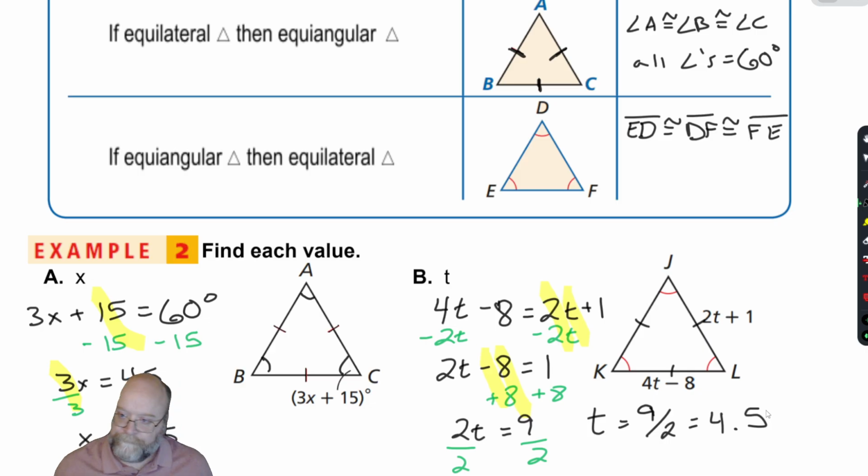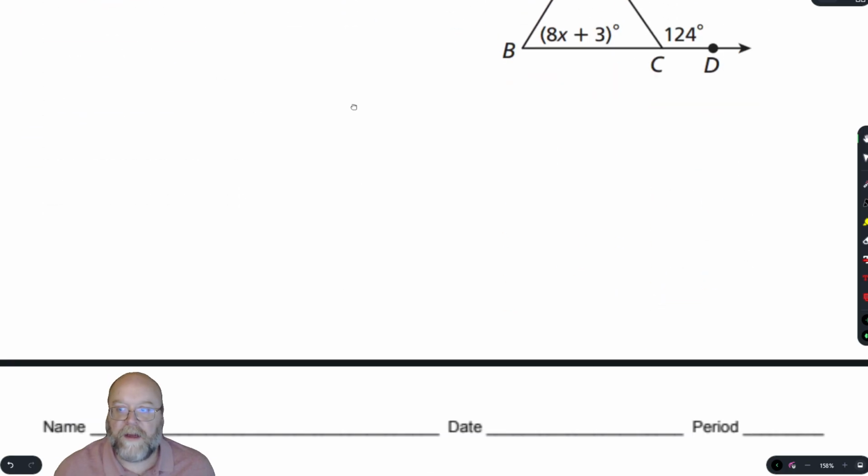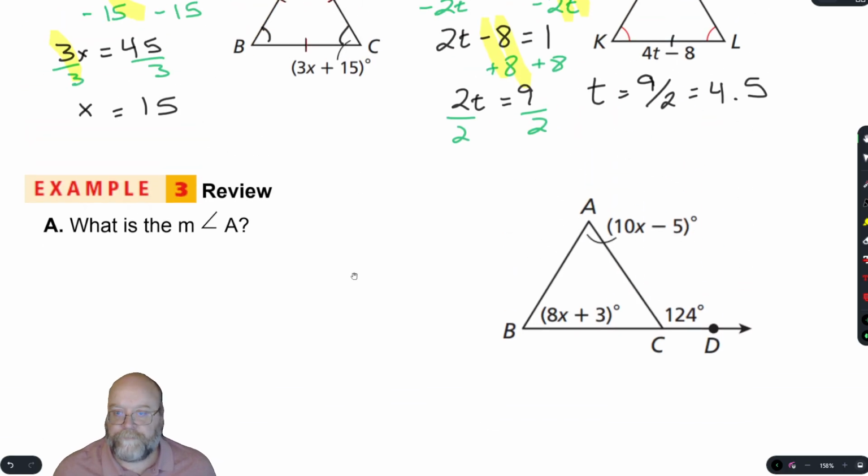Are we done? We sure are. It asks for t. If it asks for the side, though, I'd plug that 4.5 into there. You'd figure it out. All right, here we go.